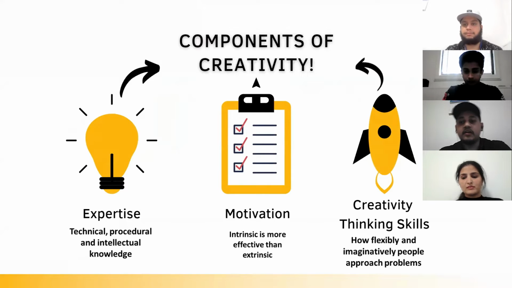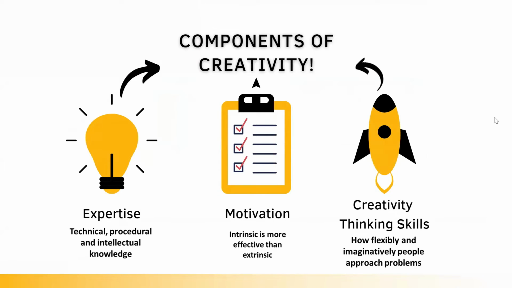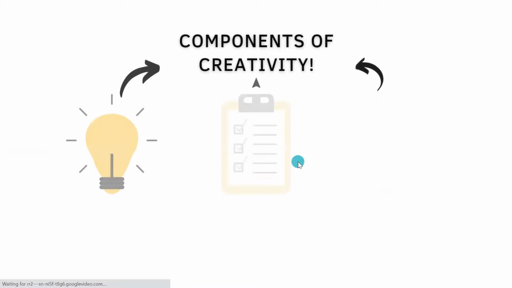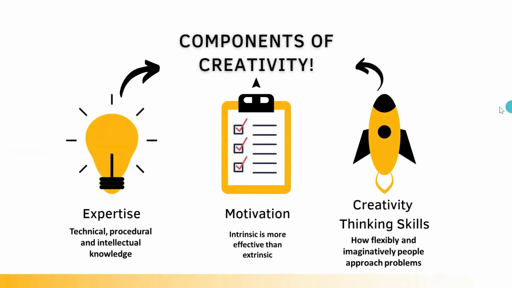Now let's talk about the components of creativity. We all can see that there are three components. The first one is expertise, creative thinking skills, and motivation. So every organization, the managers need to understand that there are three parts to creativity. So the very first element is expertise. This encompasses everything known to a person, irrespective of where it was gained: formal education, practical experience, or interaction with others.